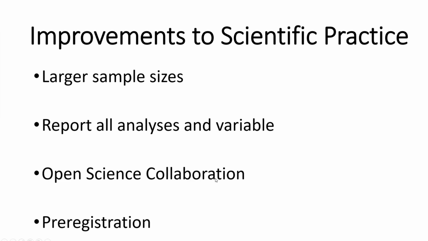Another new practice falls under the term of open science collaboration. This is the idea that a lot of researchers now are opening up their data and their materials so that others can actually look at exactly what they did. So if you open up your data, then another researcher could come in and run their own analyses using the exact data that you generated. So they could replicate your findings by looking at the same data.